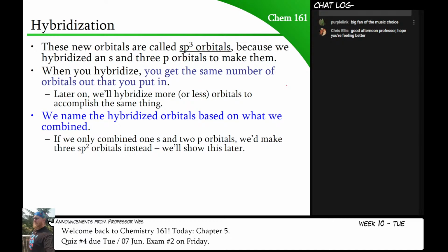We're going to show examples of why you would do sp2 versus sp versus sp3 later on. But for now, all you need to know is how to name the orbitals based on what we are putting in them. We're going to later hook a hybridization to a geometry. So for example, sp3 is always tetrahedral. And that's going to be helpful later on.